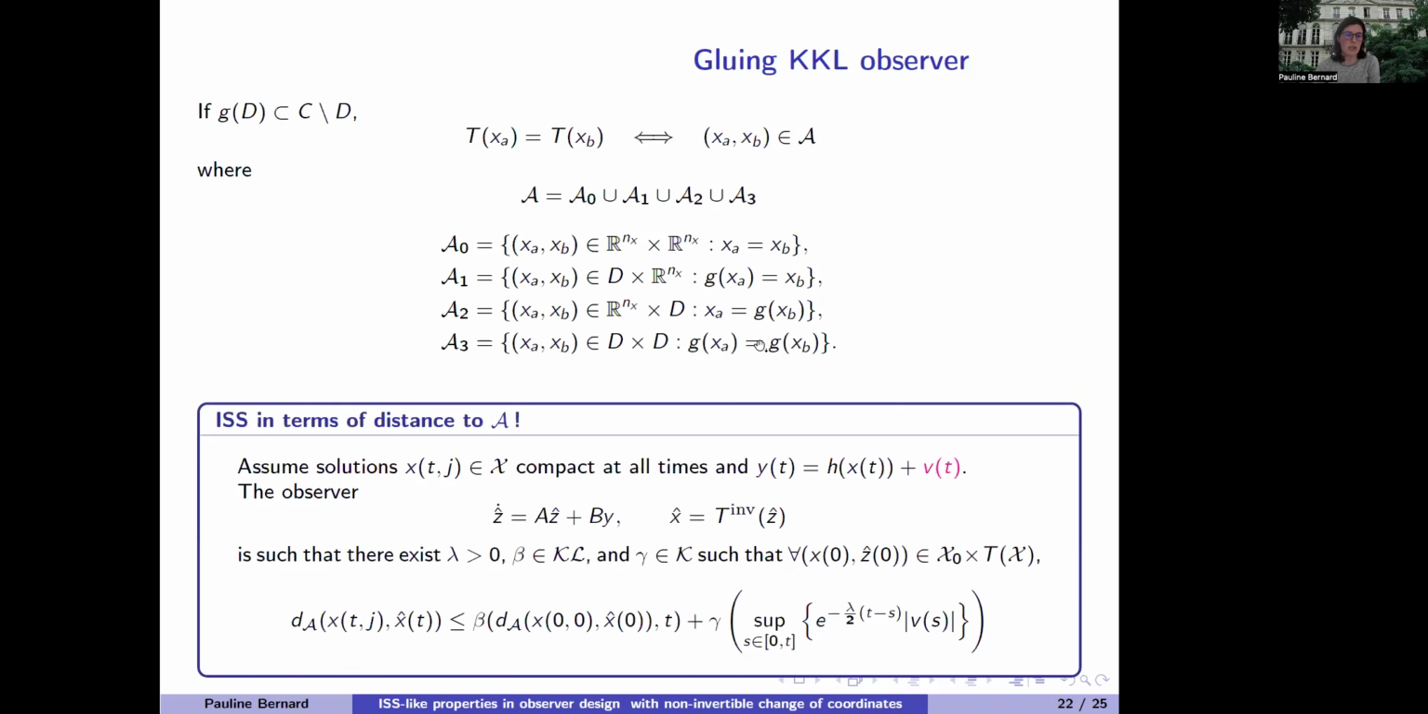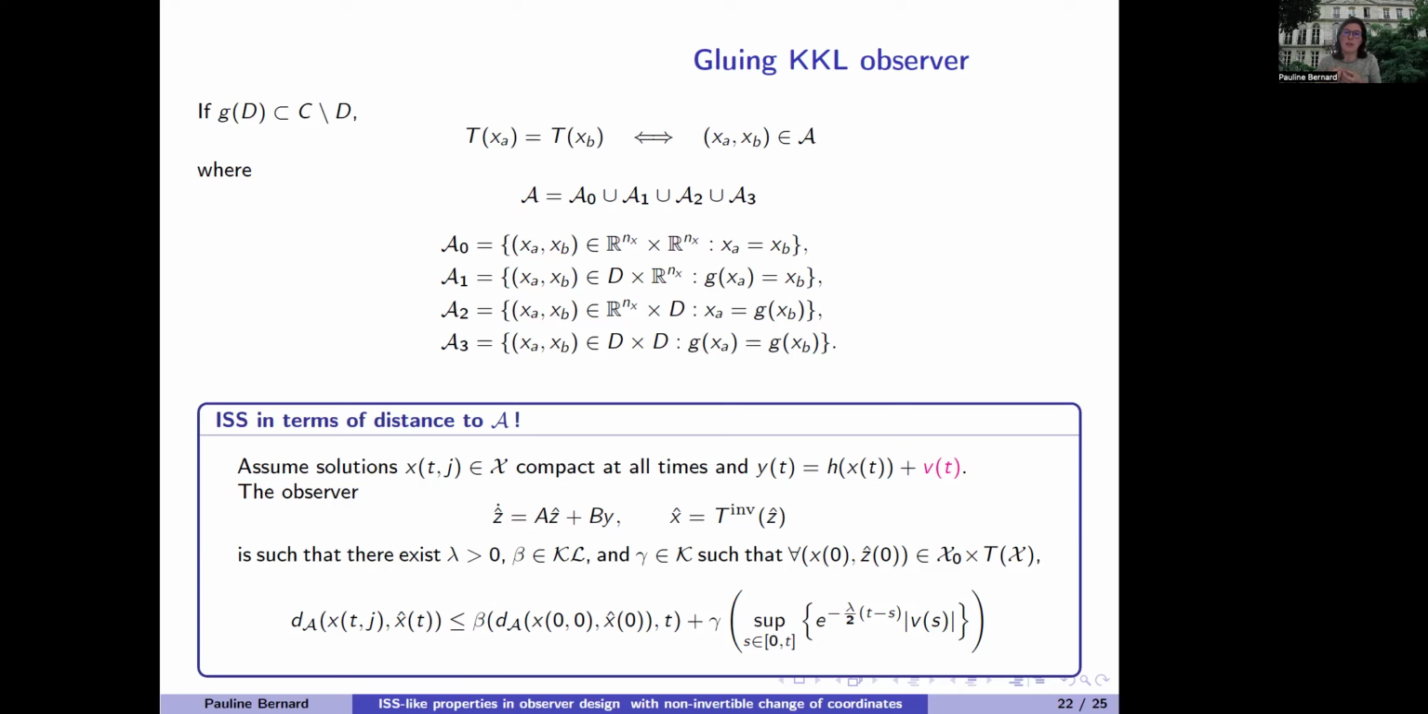In the z coordinates, this is perfectly ISS with respect to some noise, for example, in y. The z hat minus z will be ISS. And so you can recover, again, exactly as usual, this ISS property for the estimate, but in another distance, which is not x minus x hat, but this distance to this set, which we may call a peaking free set.